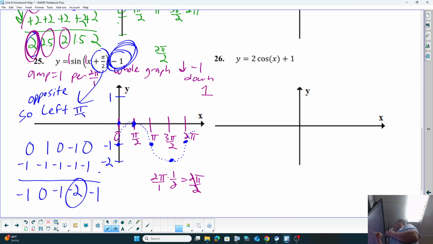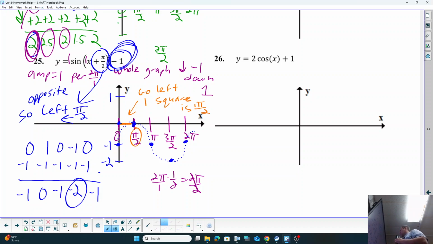Left pi over 2. So that is going to be this whole space right there, so go left 1 square. And why is it 1 square? Because it's pi over 2. 1 square is 1 pi over 2.